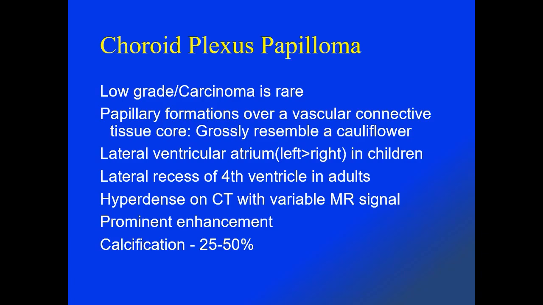The lateral ventricular atrium is a typical location in children. The lateral recess of the fourth ventricle is a typical location in adults. These tumors tend to be hyperdense on CT with variable MR signal characteristics. They usually demonstrate prominent enhancement, and calcifications can be found in 25 to 50%.